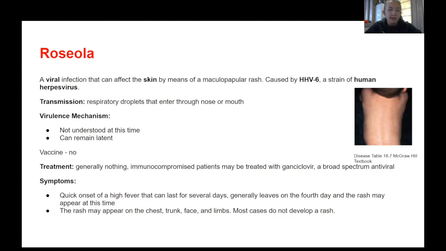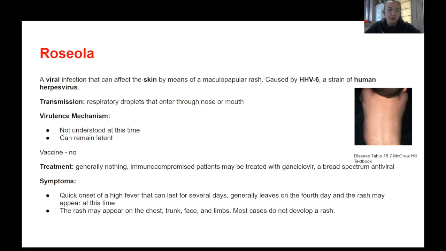There's no vaccine for roseola, and generally there's no treatment if you are diagnosed with the disease. However, immunocompromised patients may be treated with ganciclovir, which is a broad spectrum antiviral, but this isn't the best treatment because it can have some really serious side effects, such as bone marrow suppression or kidney damage.